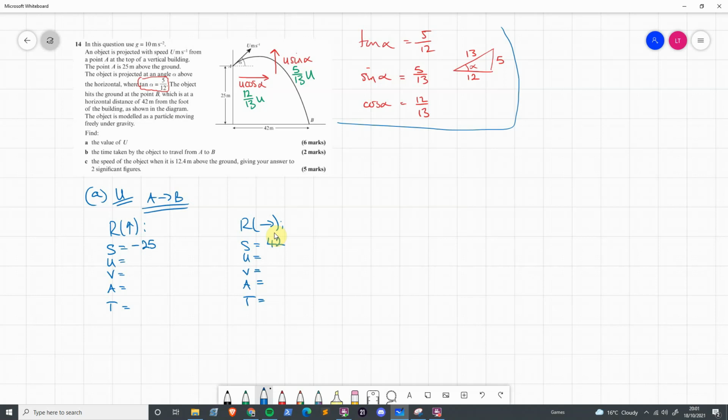My speed in terms of vertical is 5 over 13u, and horizontal is 12 over 13u. Final velocities, we don't know anything about either of them. Gravity affects this, so the acceleration of this will be minus 10, and the acceleration of this will be 0. And then time, well, we don't know. So we've got two unknowns. We've got an unknown of u in both, and we've got an unknown of t.